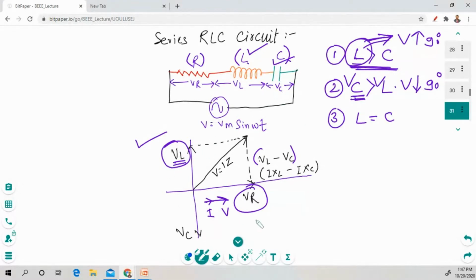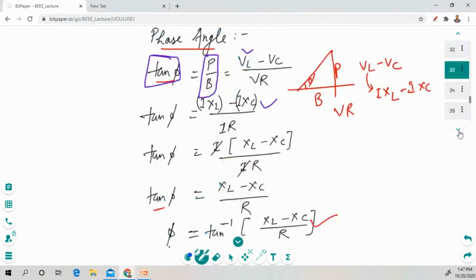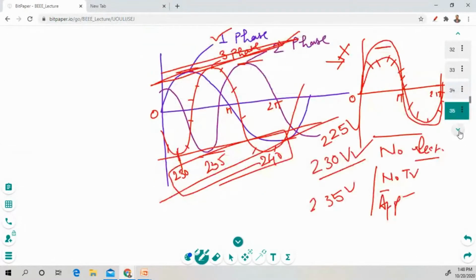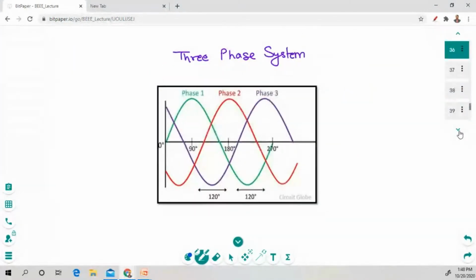We learned how to create the phasor diagram for RLC circuits. We found out how the voltage and current vary in RLC. Then we calculated the phase angle for these circuits. After that we covered three-phase systems, and how these three phases are generated.